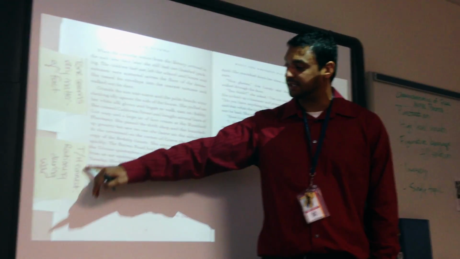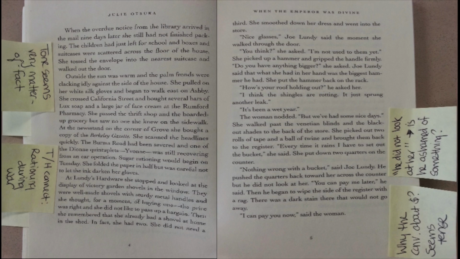Another thing that I noticed is I made a text to history connect. See this T/H? You can make little notes to yourself that only you know what they mean, like abbreviations and things like that. That's what that TH is, so I understand what TH means. You might have things that only you understand, and that's fine too. But the text to history connect is rationing during the war.